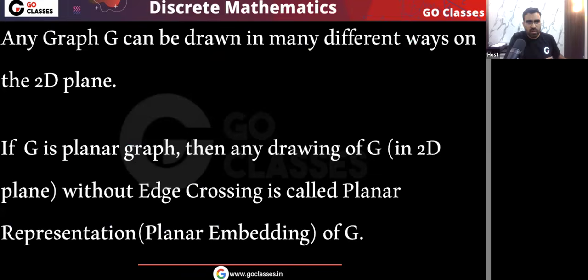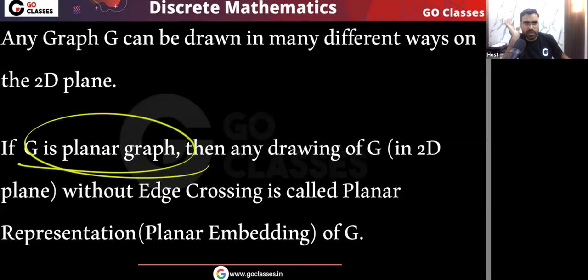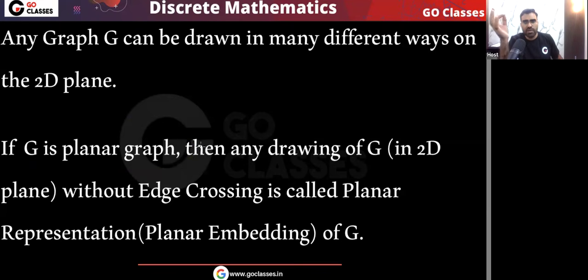Okay, let's move on. Any graph, we have already seen, you can draw in many ways on the 2D plane. Yes or no? For example, this K4 you can draw in many ways on the 2D plane. Now if your graph is a planar graph, then there is at least one way to draw the graph on the 2D plane without edge crossing.